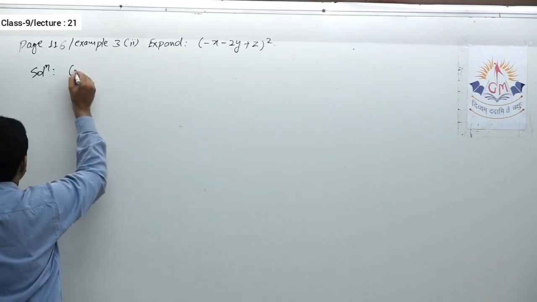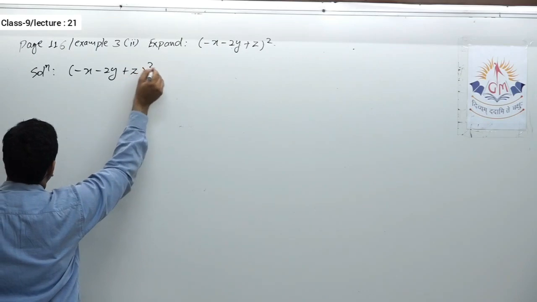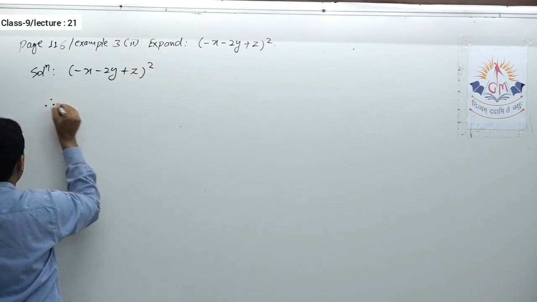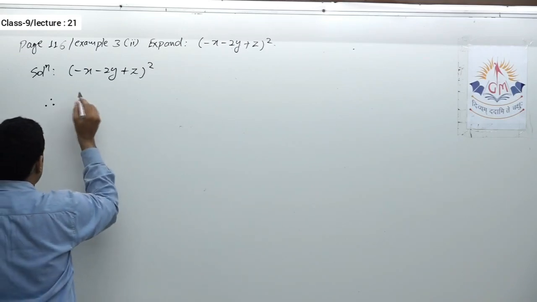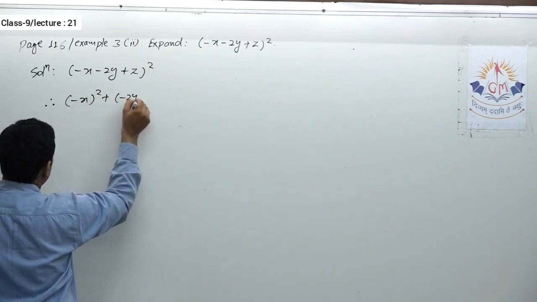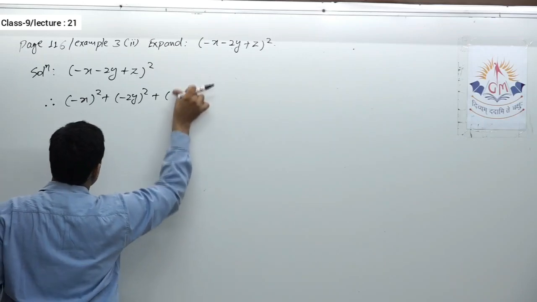So let us see. This is (−x − 2y + z) whole square. So if I apply the identity of (a + b + c) whole square, it says a² of first, that is this, a² + b² + c². Here it is z.